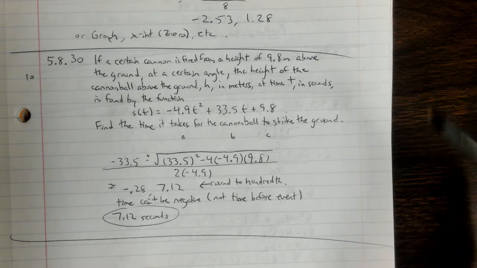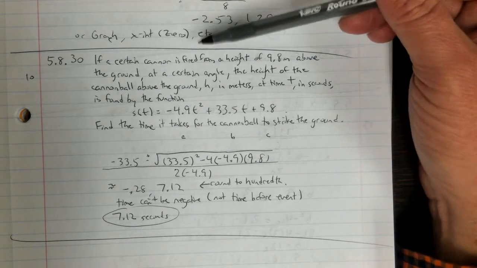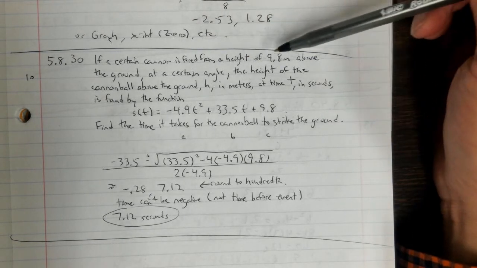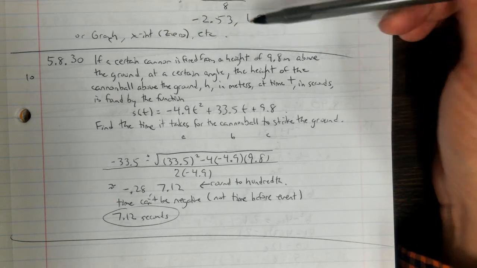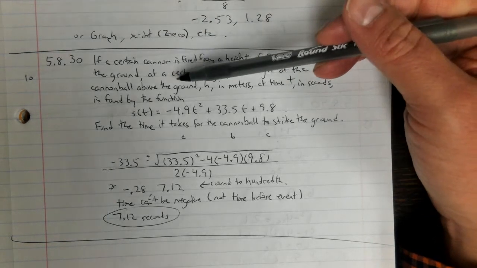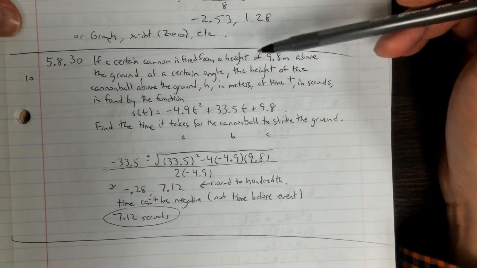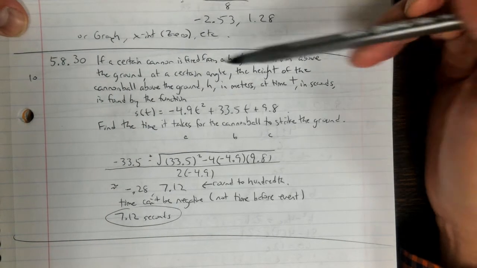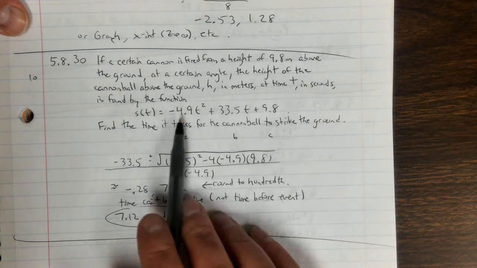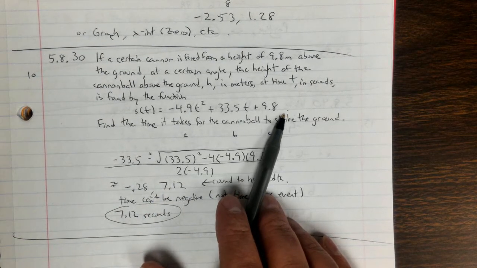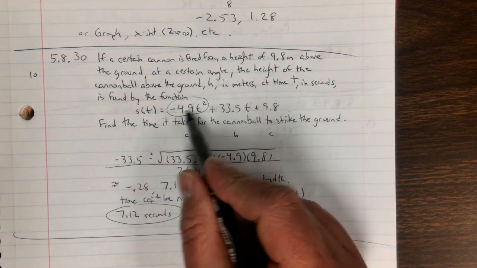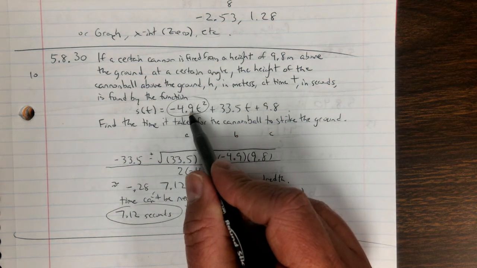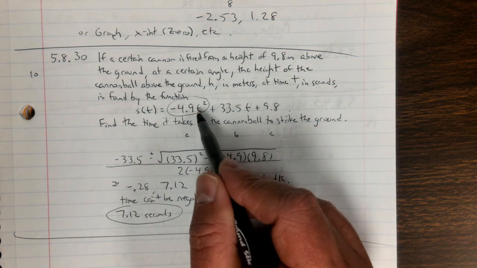Now, on the next one it says, if a certain cannon is fired from a height of 9.8 meters above the ground at a certain angle, the height of the cannonball above the ground h in meters at time t in seconds is found by this function. So the key things to recognize are this is a common coefficient, the negative 4.9 t squared. That's pretty common.